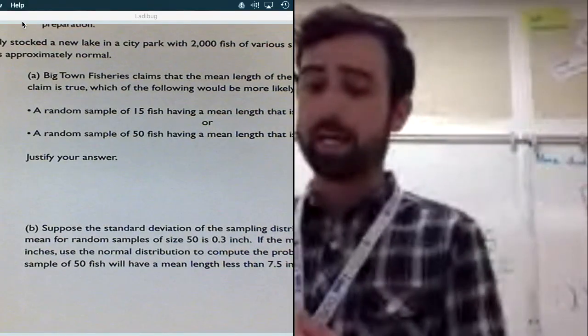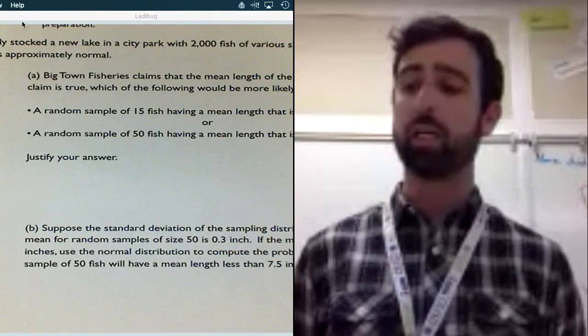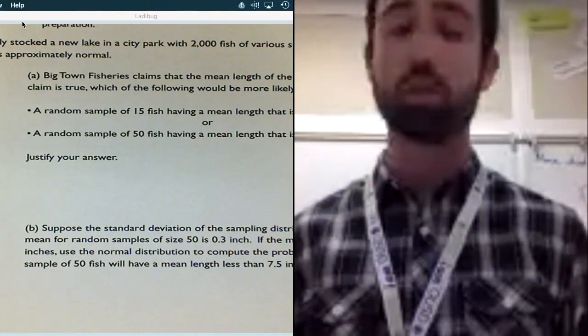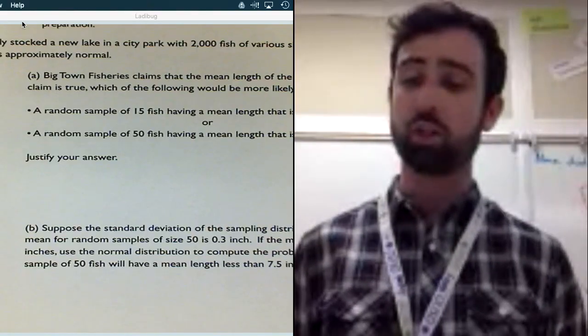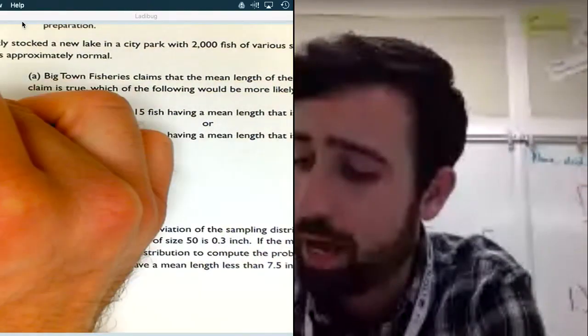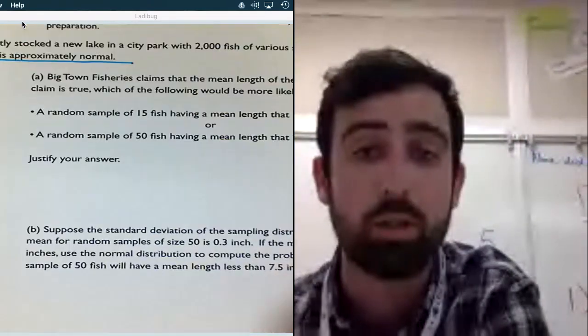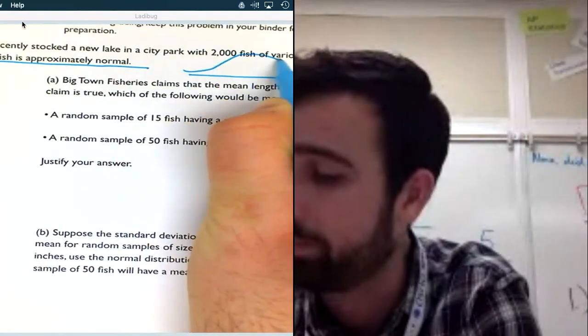So it says, Big Town Fisheries recently stocked a new lake in a city park with 2,000 fish of different sizes. The distribution of lengths of these fish is approximately normal. Super important. So we know that our population distribution is normal. Good to know. I am going to draw it out.